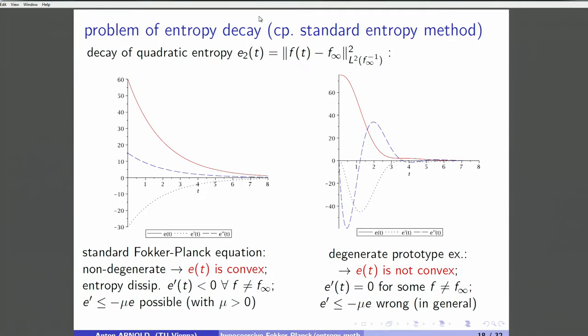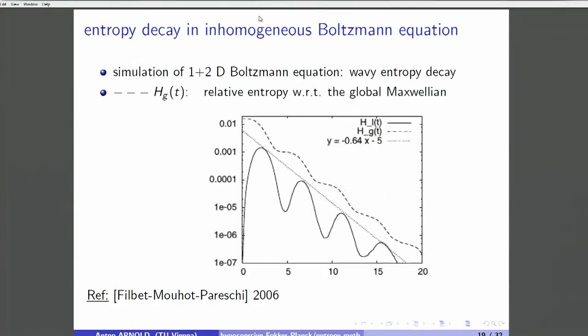So this means also that it's a priori impossible to have such a differential inequality between the time derivative of the entropy and the entropy. But this was how we proved the exponential decay. So we have to modify our approach. Let me mention that this wiggly decay of the relative entropy is also well known for more complicated examples. Here is a plot from a paper by Filbet, Mouhot, and Pareschi from 2006 for the inhomogeneous Boltzmann equation. So let's just look at this dashed curve where they plot the relative entropy with respect to the global Maxwellian. Again, you see this wavy decay with horizontal tangents, which is exactly the same phenomenon.